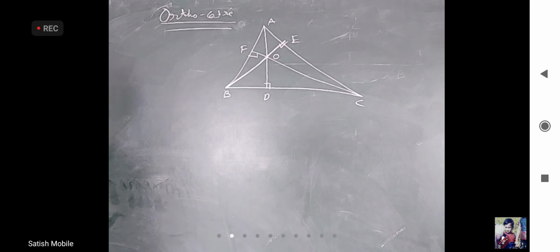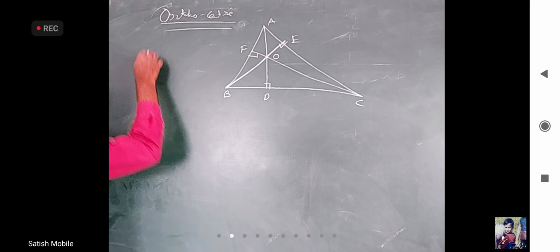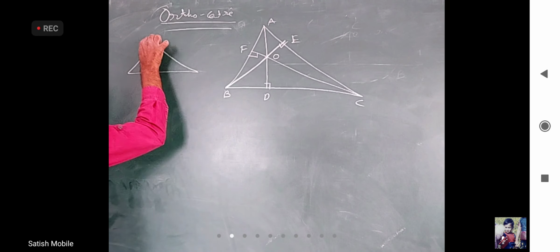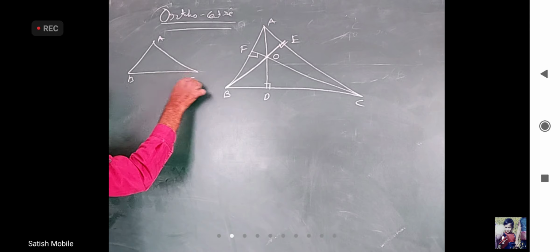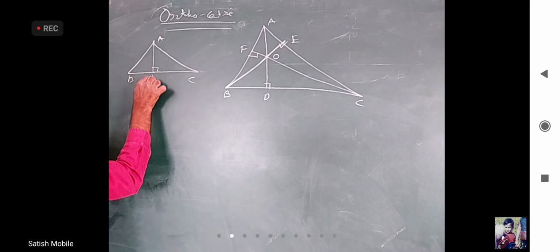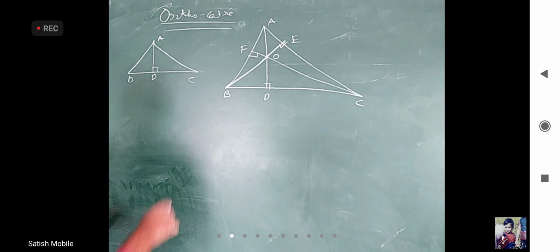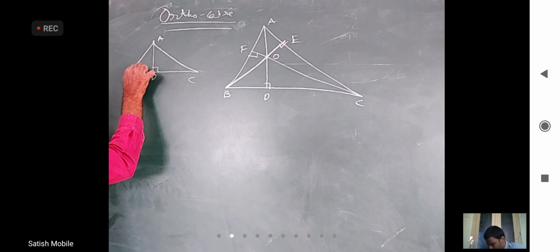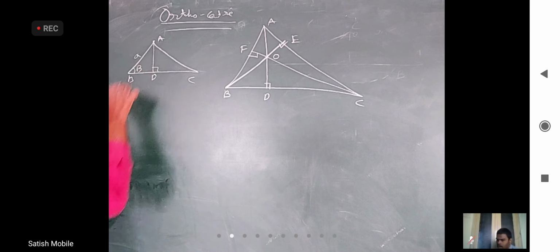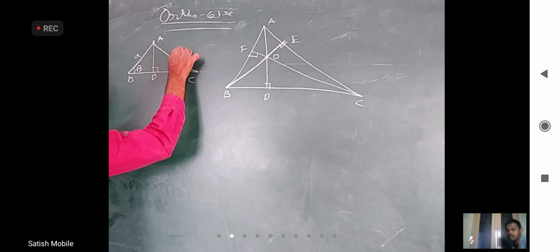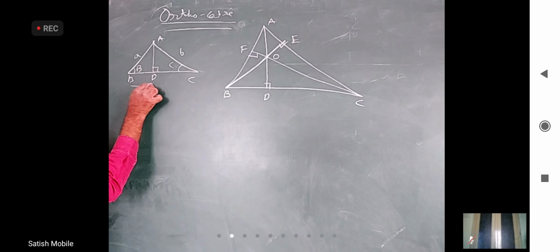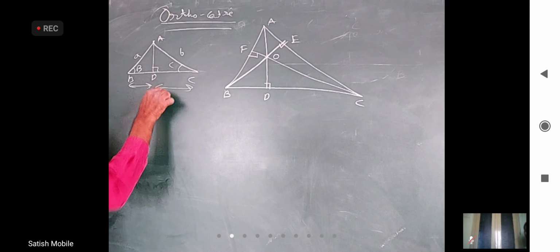If I draw only one altitude first, this is A, this is B, and this is C, and this is D. This angle is B, and this angle is A. This side is a, this is small b, and this is c. What is the small length? What is the small length? Anybody want to tell?